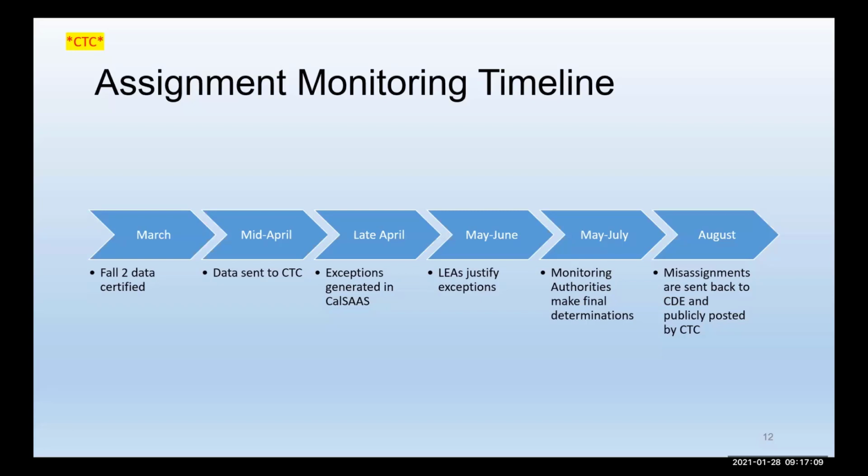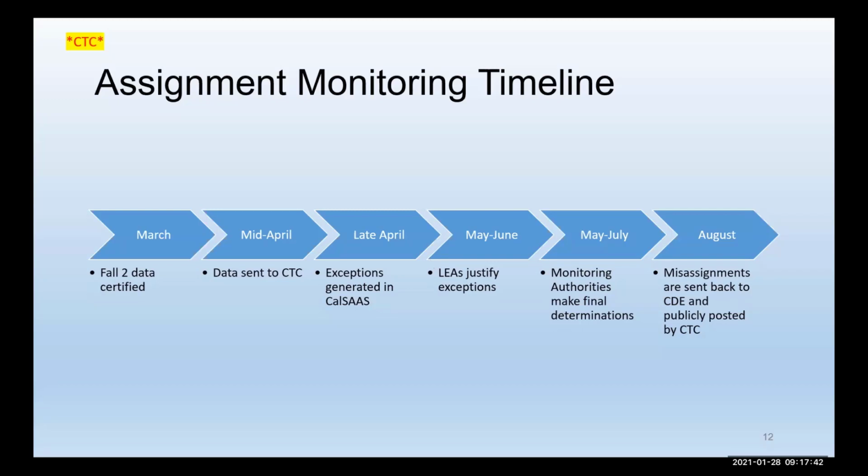Users representing the LEA will have 60 calendar days to review and determine the exceptions, after which their initial review window will be closed. However, LEAs are still able to work on those exceptions that have been returned to them from their monitoring authority for the duration of the 90 days. So there is a little bit of back and forth there. Monitoring authorities have the ability to make the final determinations in the system, and they have access to the exceptions during the duration of the 90 calendar days.